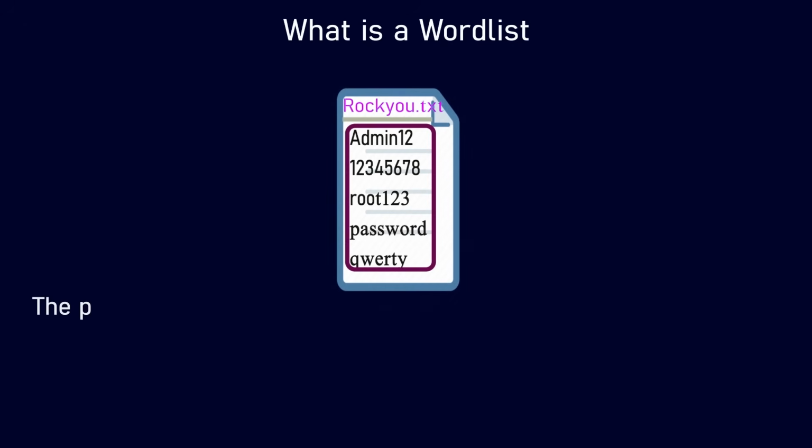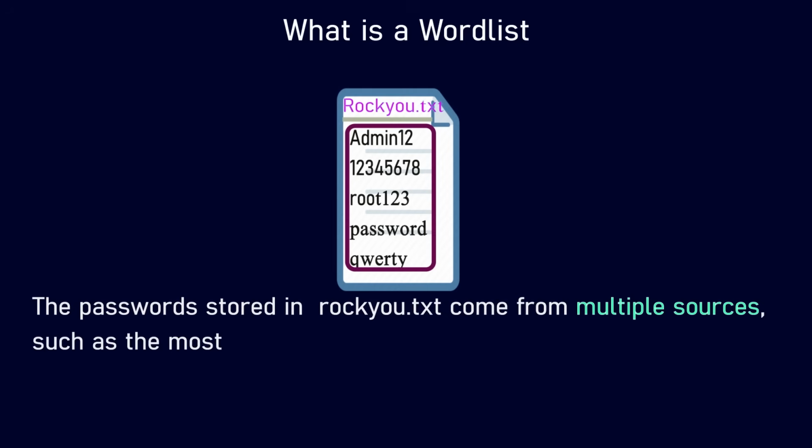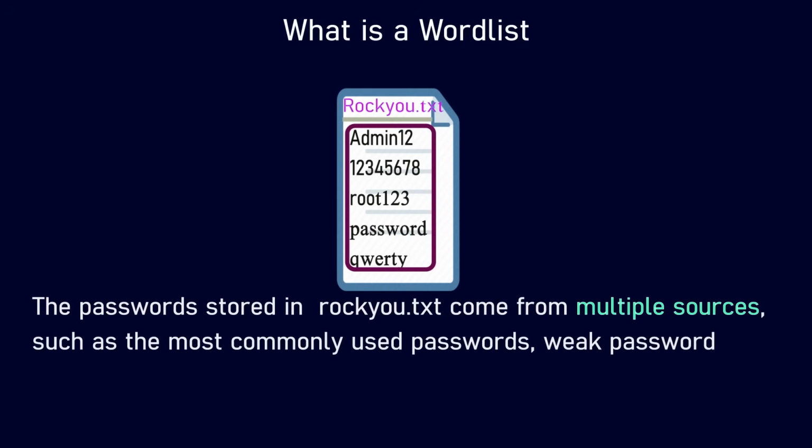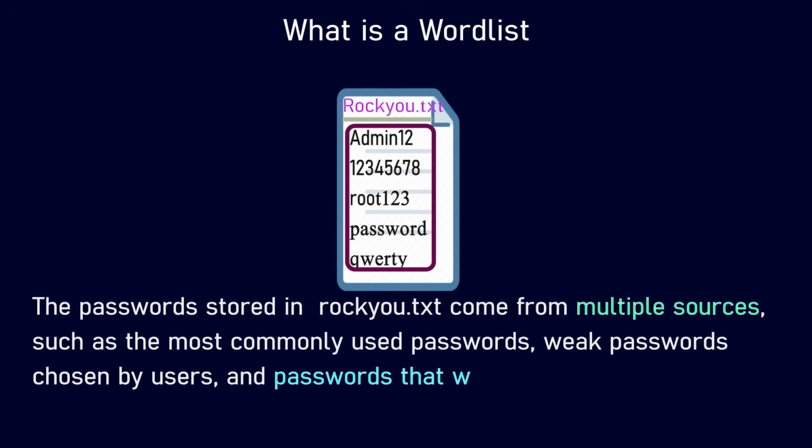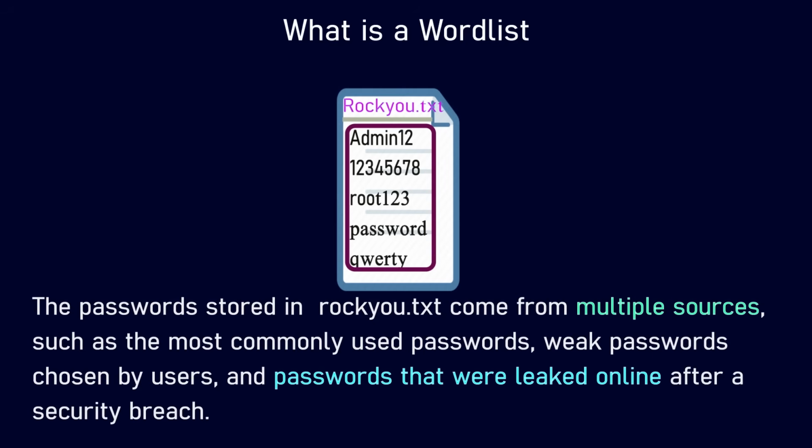The passwords stored in rockyou.txt come from multiple sources, such as most commonly used passwords, weak passwords chosen by users, and passwords that were leaked online after a security breach. These passwords are still in use today. Most importantly, rockyou.txt is not a list of random guesses, but the actual passwords used in the real world. Similarly, all other word lists also use common passwords or those leaked after a breach.